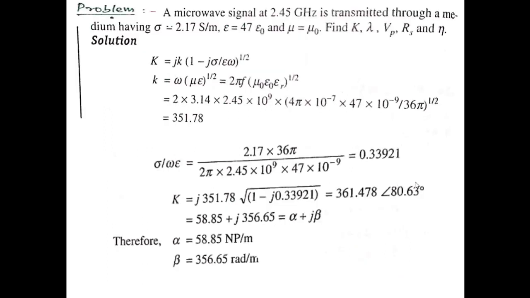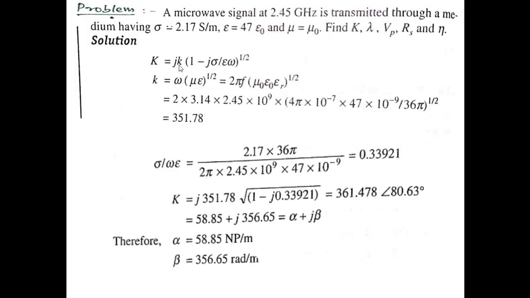We will solve one more problem. A microwave signal at 2.45 gigahertz is transmitted through a medium having conductivity equal to 2.17 mho per meter, permittivity equal to 47 epsilon naught, and mu equal to mu naught. You have to find the propagation constant, wavelength, phase velocity, surface resistance, and intrinsic impedance.